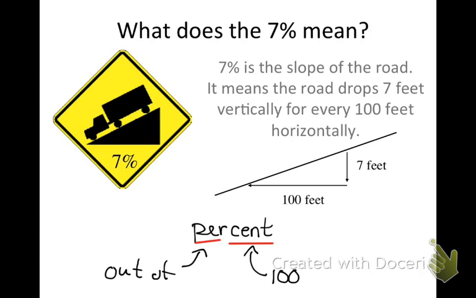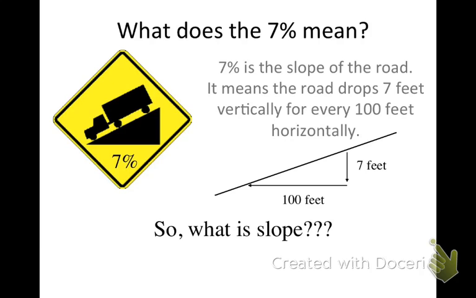Well, that kind of sounds like a ratio, and in fact, it is. So if we think of the change that's going on here, as you travel on this hill, if we were to write it as a ratio, it would be the vertical change over the horizontal change. 7 feet per 100 feet, or 7 percent.